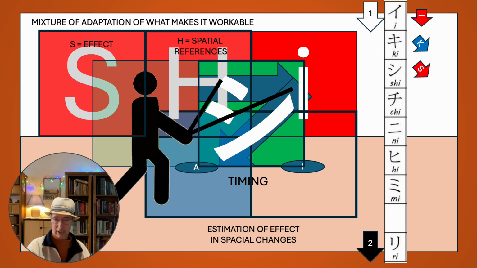This is how I express it. The S and the H are also two letters, so you can remember it also by this dual position. And it's this estimation, actually. It's an estimation of S, the effect, and H, what it needs to work in space, to be vivid in space, that we will adapt to.